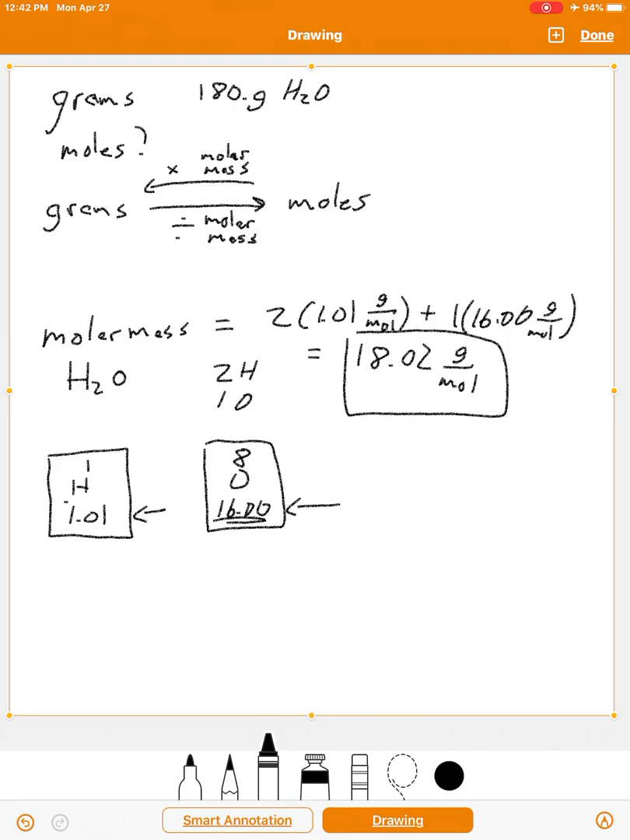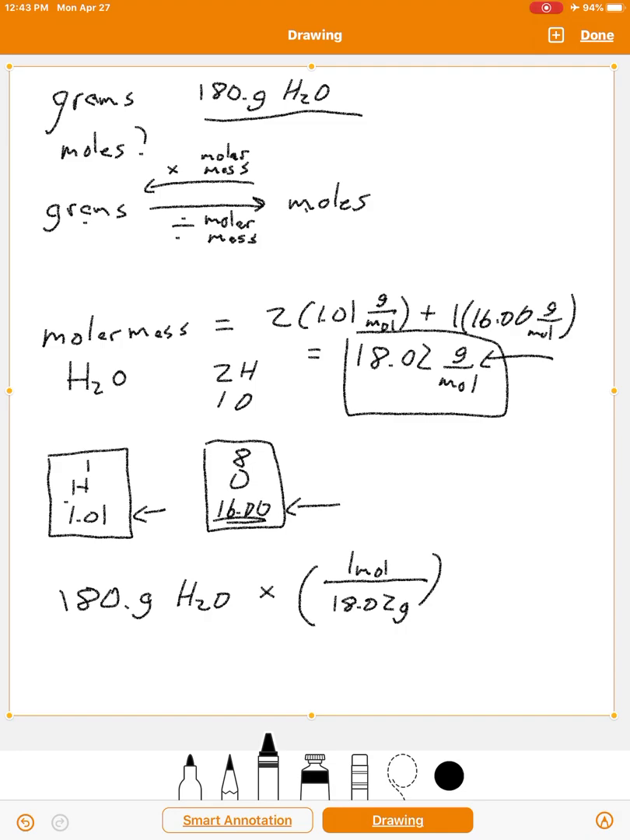And then come back over here. If you want to go from grams to moles, you divide by the molar mass. Okay? So let's go back to the original number, 180 grams of water. And we're going to divide that by the molar mass. Now I'm going to show you how to divide. You write it this way: 18.02 grams, and then you put 1 mole over here. Because this really means 18.02 grams divided by 1 mole.